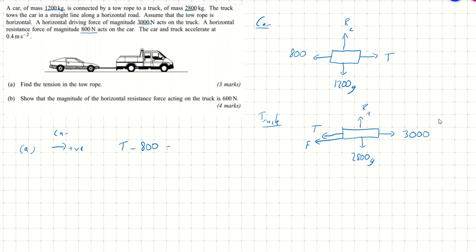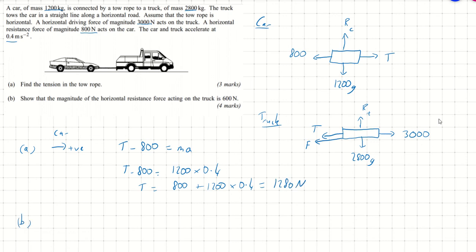So T minus 800 is the force acting on the car horizontally, and that's mass times acceleration. So T minus 800 is the mass of the car, that's 1200, times the acceleration, which if you look at the question is 0.4. So rearrange this: T equals 800 plus 1200 times 0.4, which is 1280 newtons, and that's the value of tension in the rope.